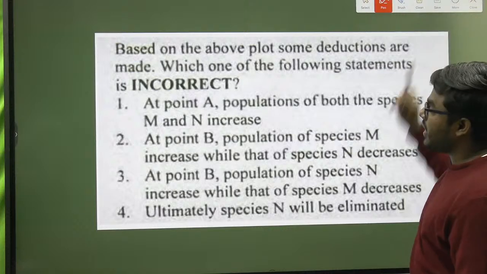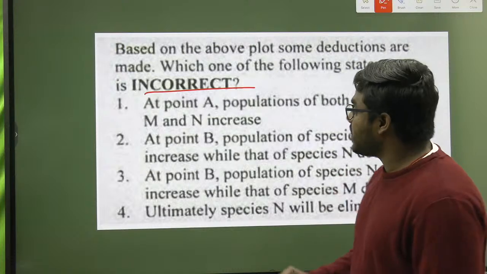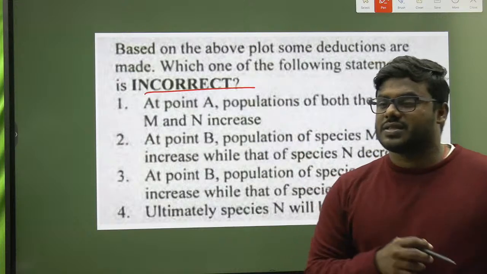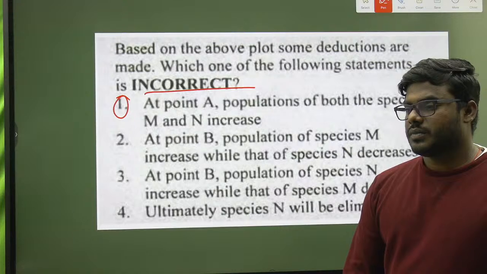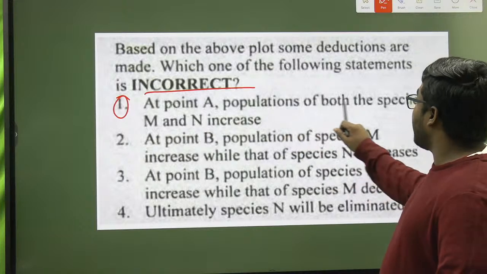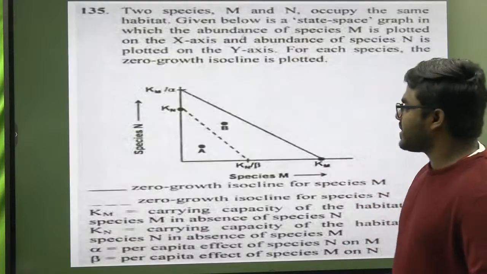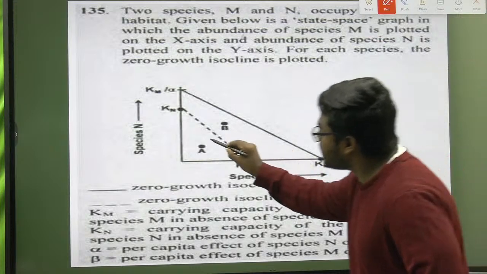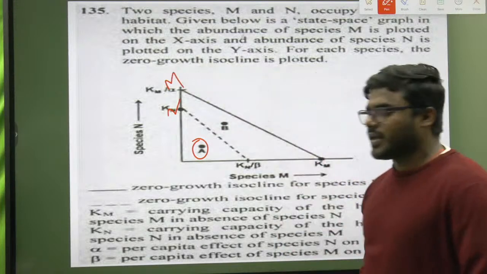They have asked a question which is incorrect. Now everyone answer. At point A, population of both the species M and N increases. Is the statement true or false? At point A, population of both the species M and N increases. So you only look into this. They have asked which point? The point A. They asked us N will increase, M will also increase.